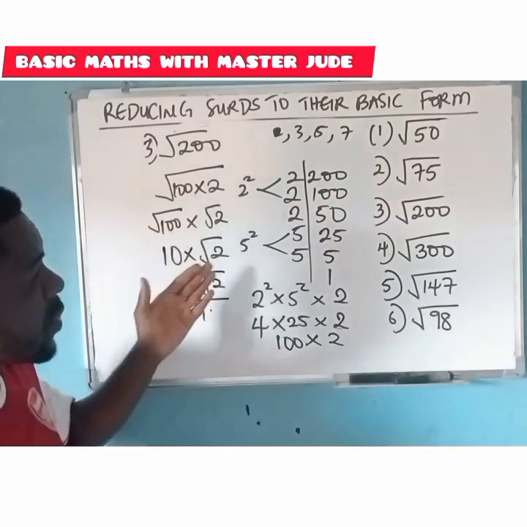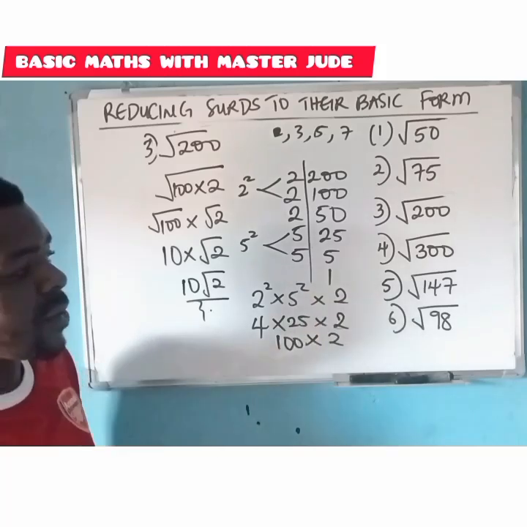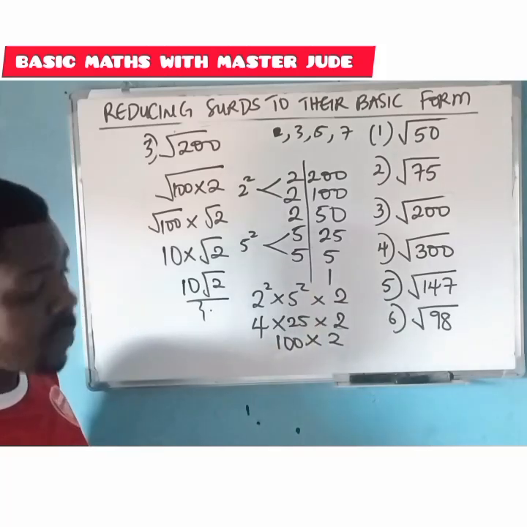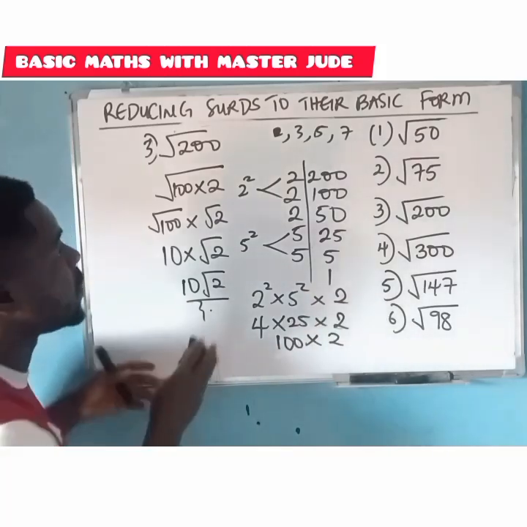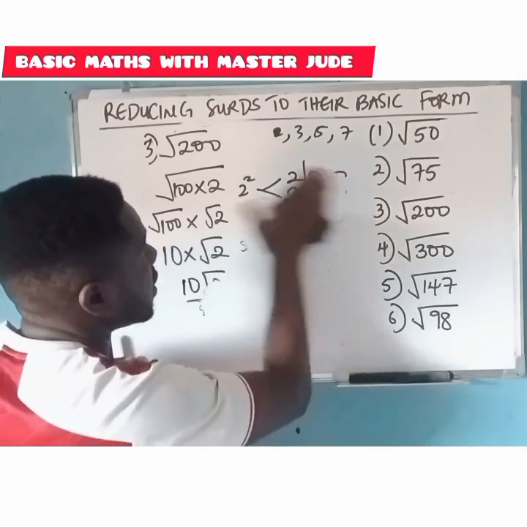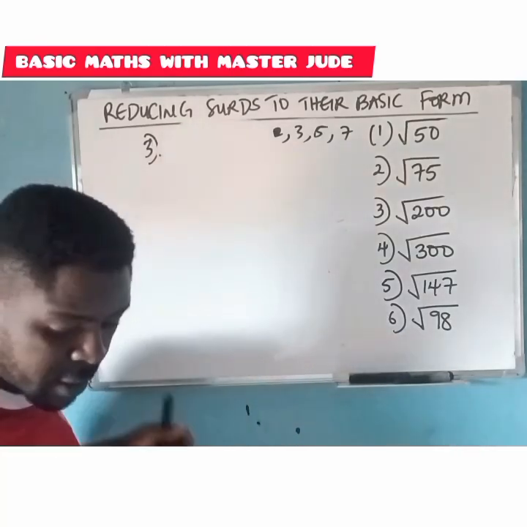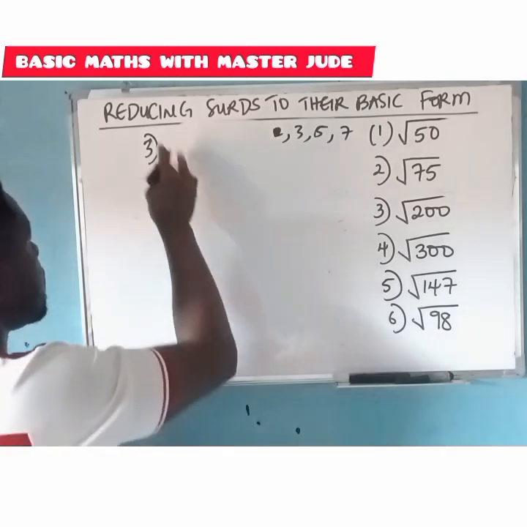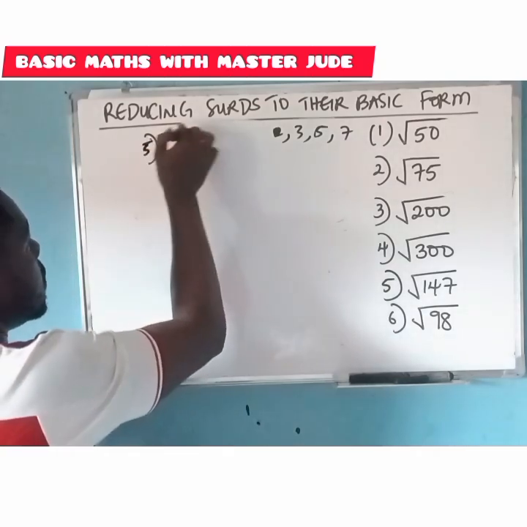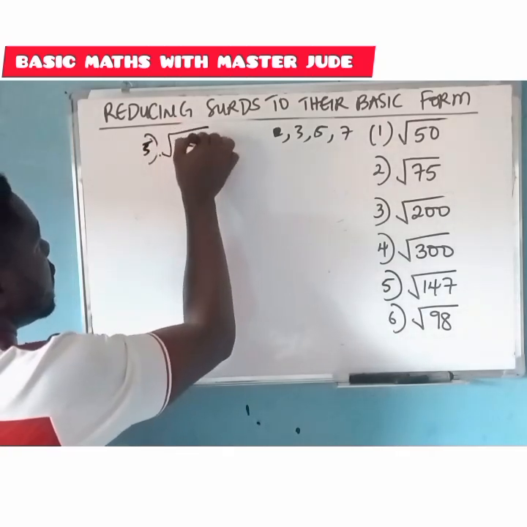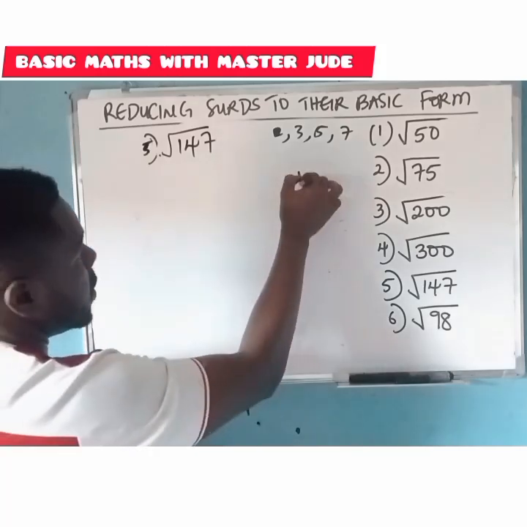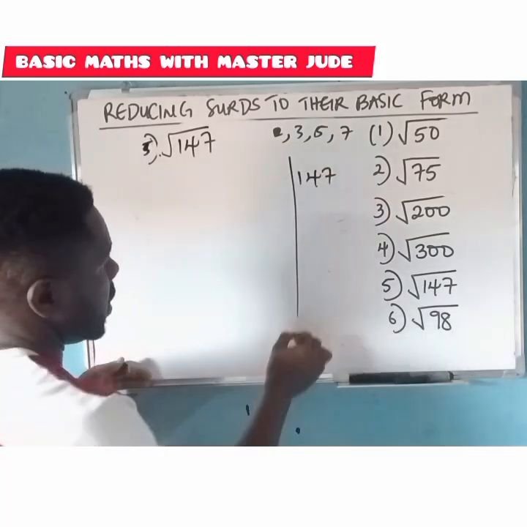Now, this is for question 3. Then I'll solve question 5, which is the last question I will solve. Now, let's take question 5, root 147. Now, bring down 147, then I'll draw my line.